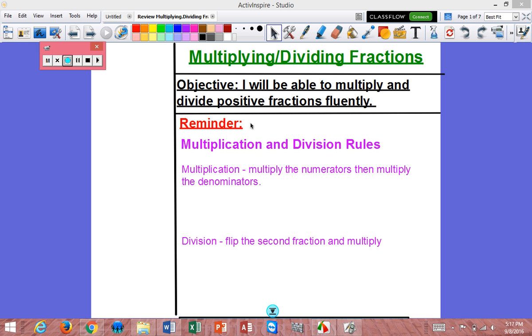This video is just going to be a review, and we are going to talk about how to multiply and divide fractions. Your objective: I will be able to multiply and divide positive fractions fluently. So we are only focusing on positive fractions today.